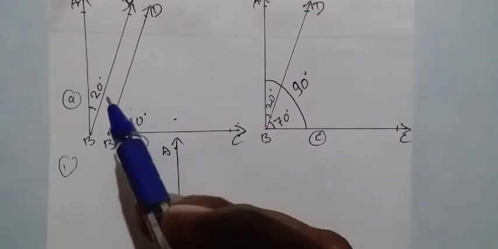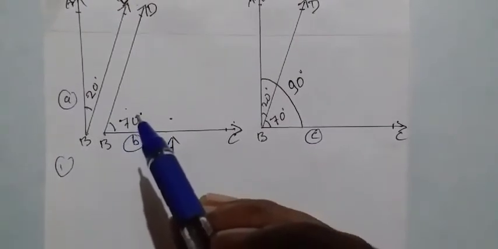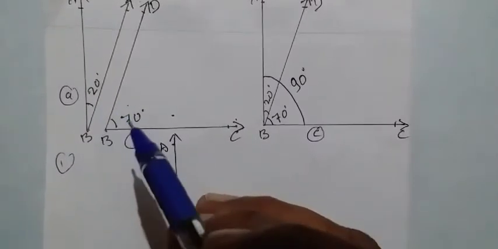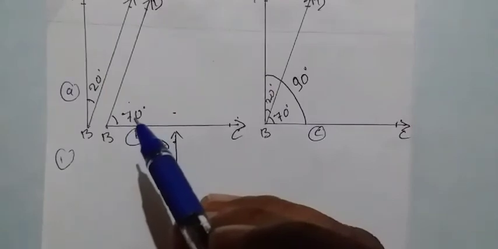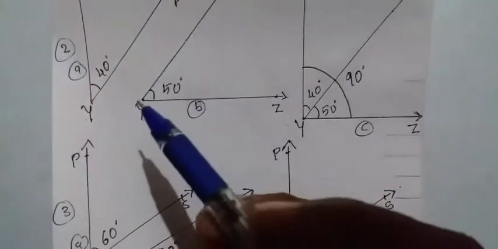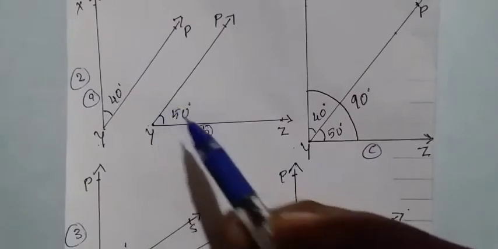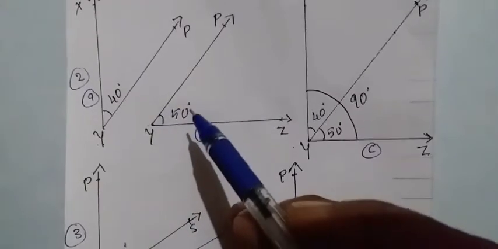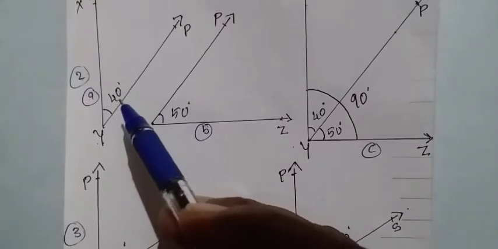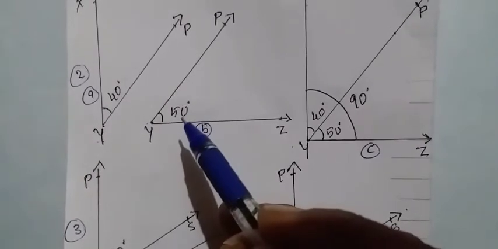Now 20 degree angle and 70 degree angle, their sum is 90 degrees. Therefore the 20 degree angle is the complementary angle of 70 degrees and the 70 degree angle is the complementary angle of 20 degrees. Similarly, the sum of 40 degrees and 50 degrees, the sum of these two angles is once again 90 degrees. Therefore, the angle with measure 40 degrees is the complementary angle of 50 degrees, and 50 degrees is the complementary angle of 40 degrees.